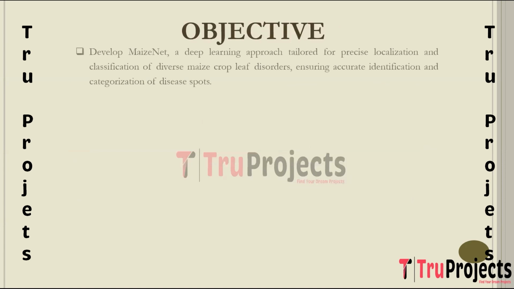Objective of the project. The objective of the project is to develop a deep learning based approach, which is MaizeNet, specifically designed for the correct localization and classification of various maize crop leaf disorders. This involves the precise identification of disease spots on maize plant leaves and categorizing them into different classes.